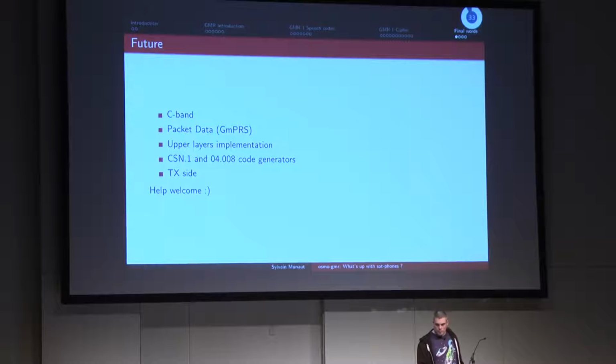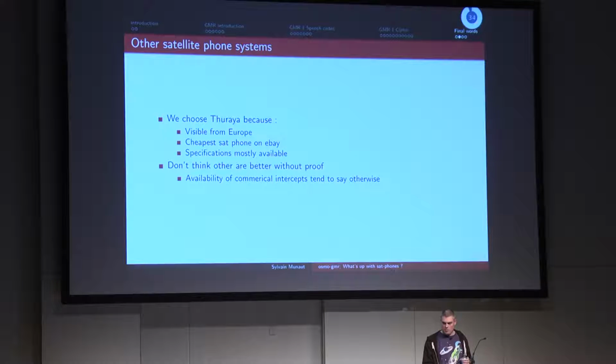A few things we'd like to look at in the future is C-band. The satellite has to talk back to the Earth station, and this happens in a different frequency band, and this is what we'd like to look at, essentially the feeder link. If any of you have a large satellite dish and want to provide data for us, please contact us, we're looking for it. We're also starting to look into packet data, and some other stuff.